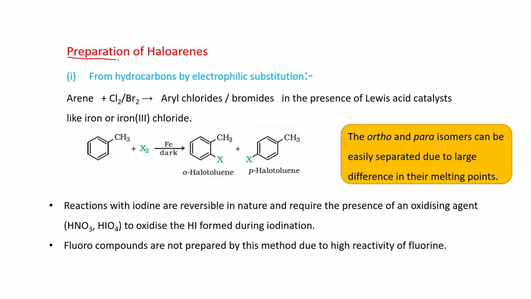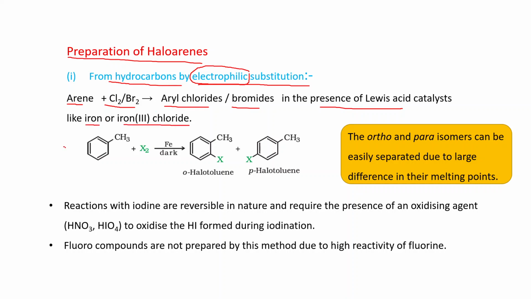Now we will discuss preparation of haloarenes, that is, aromatic halides from hydrocarbons by electrophilic substitution. As we know, the benzene ring is electron rich. That's why any electrophile can attack the benzene ring and a hydrogen of the benzene ring can be replaced. In this case, what happens? Arene, when reacted with Cl2 or Br2, gives aryl chlorides or bromides, and the reaction takes place in the presence of a Lewis acid catalyst, either iron or iron(III) chloride. The reaction can be written like this.